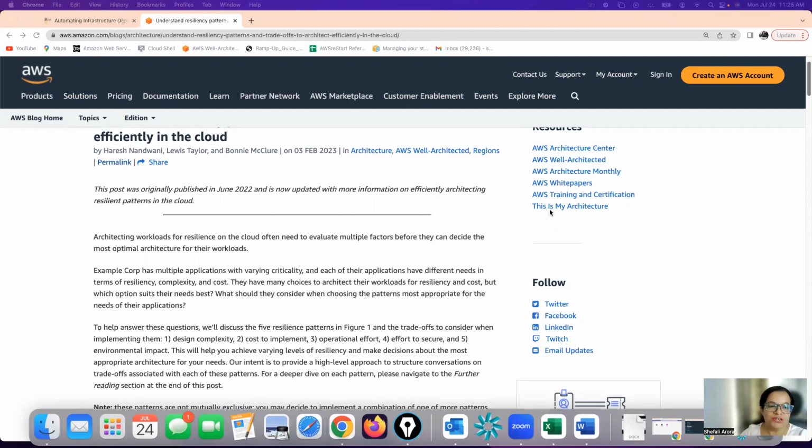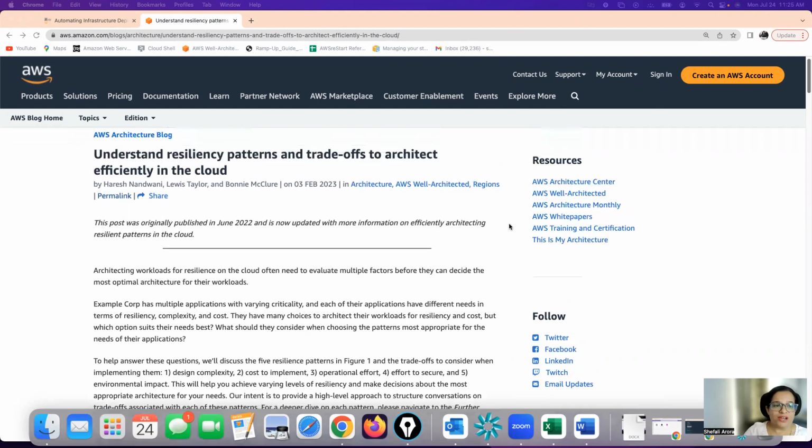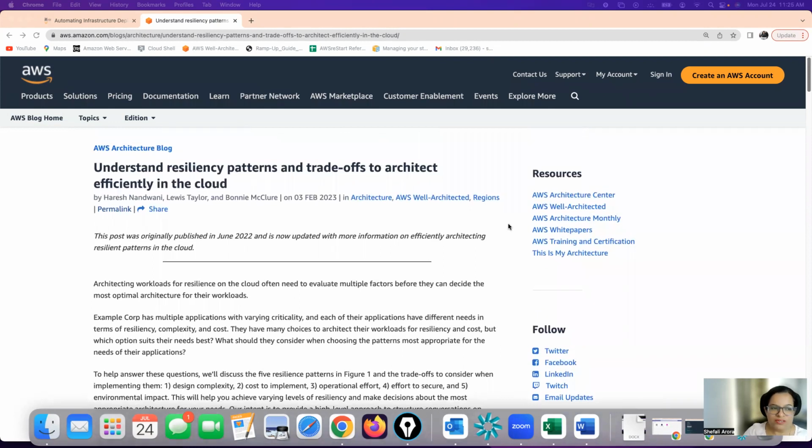And my today's video is on creating a resilient architecture on AWS cloud. So let's try to understand what is resilient architecture first. So here I'm referring to one AWS architecture blog, which is on understanding the resilience patterns.